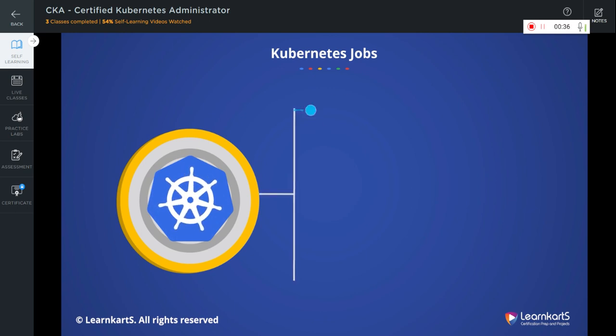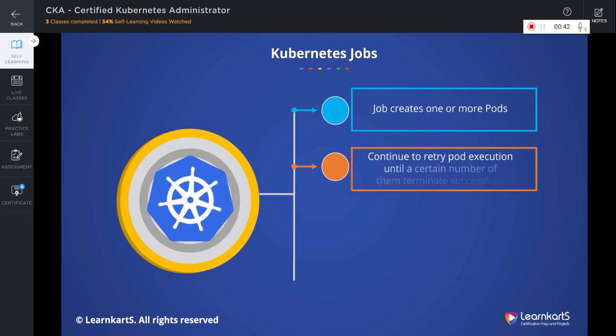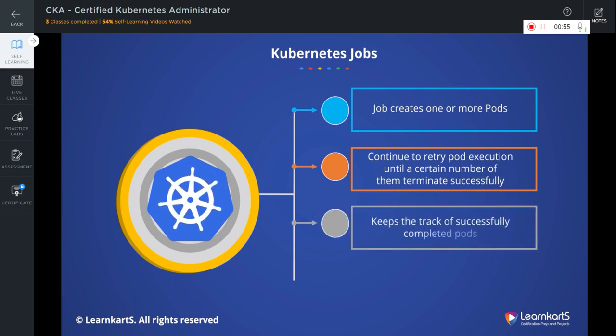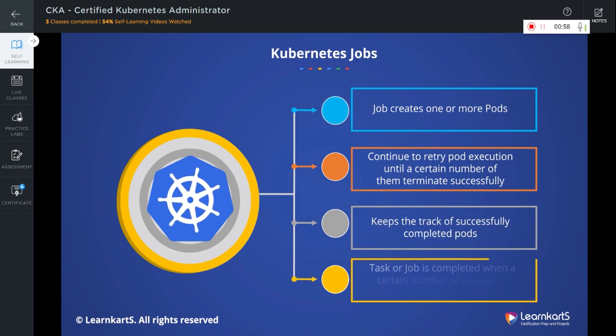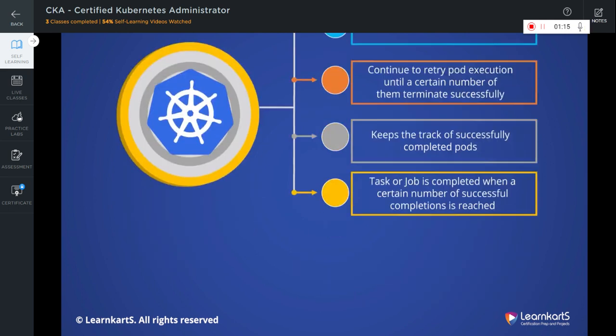When you define a job, it creates one or more pods, and then it continues to retry the pod execution until a certain number of them terminate successfully. You can also see the status of the job, and it keeps track of successfully completed pods. Once a certain number of successful completions is reached, the job is completed. So if you want to run the job 10 times, you just execute it 10 times and it will be done.